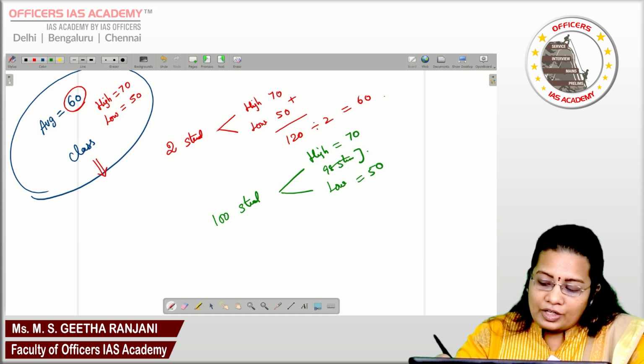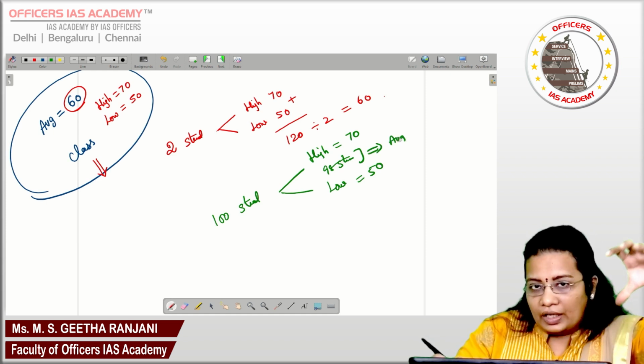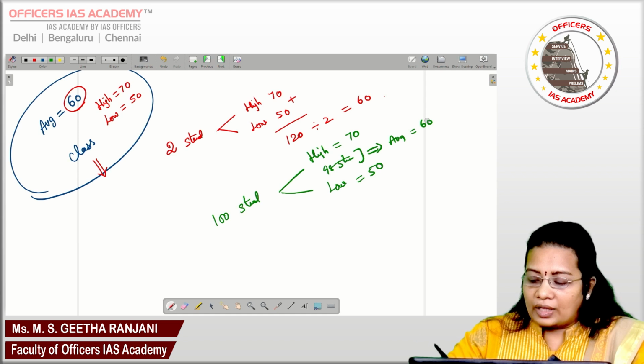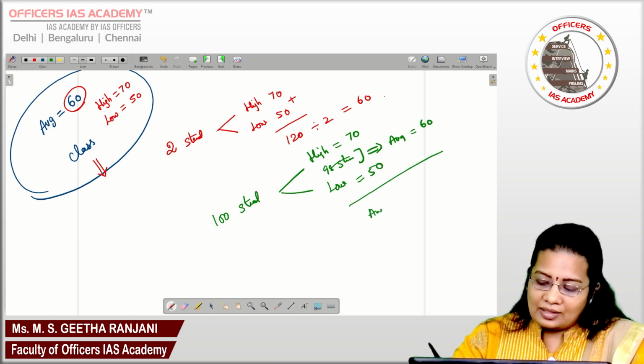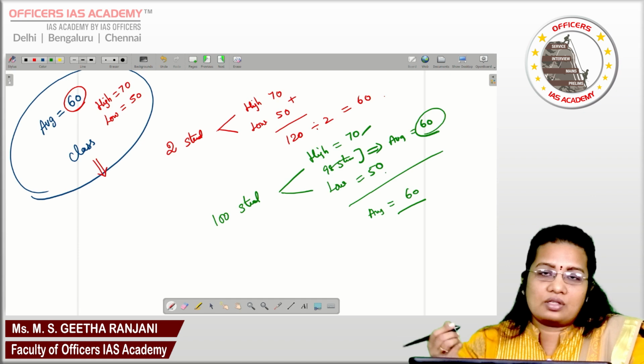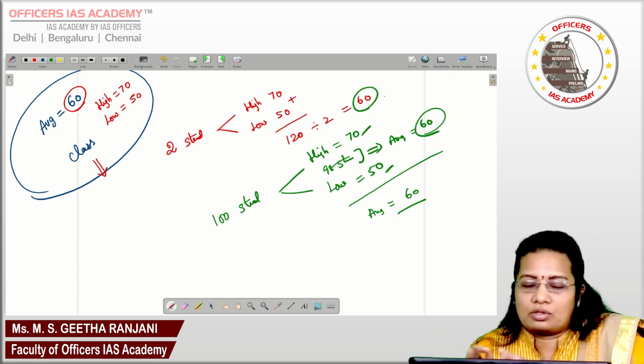The remaining 98 students are in between. Their overall average mark, the average of the in-between group, is 60. If you assume that, here also the average you will get is 60, because here it is 70 and 50, and the average is 60. So 60 plus 60 divided by 2 is 60.